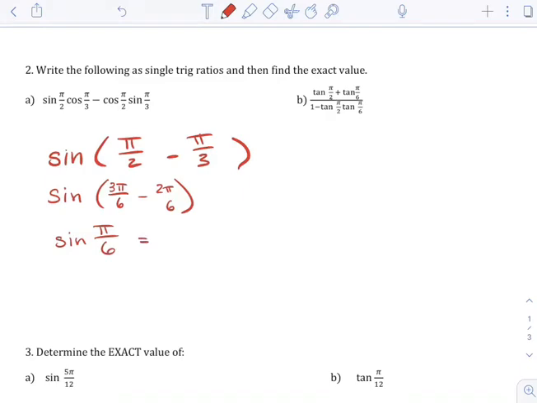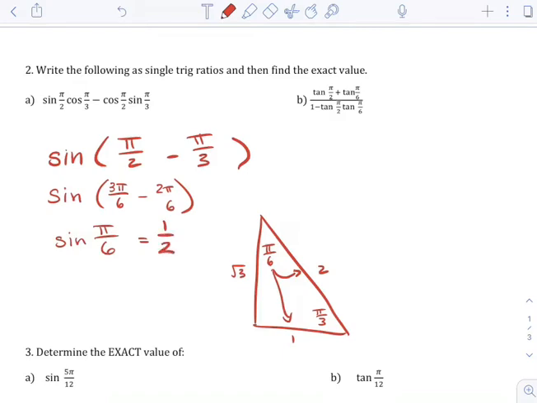I can find an exact value for those. If you're not sure, you can use your special triangles. Right, we have pi over 3, pi over 6, root 3, 1, and 2. And sine of pi over 6 is opposite over hypotenuse, 1 over 2. So we get half. I could have used that special triangle that I had mentioned to you before as well.